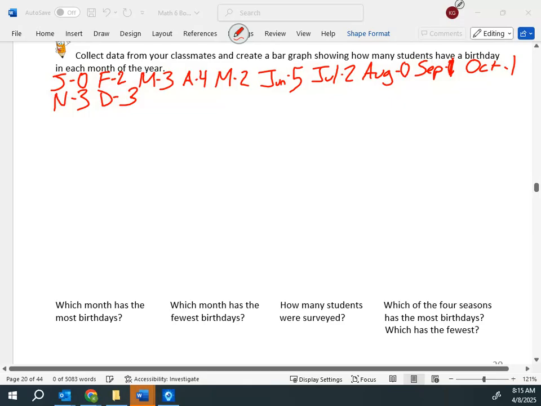So the first thing we do is we draw our X and Y axis. Now we have to think of all the different things we need to put on this. First thing we want to do is a title for our graph. What would be the title? James? Birthdays. Number of birthdays. In our class, because we want to be a little more specific. So birthdays in our class.